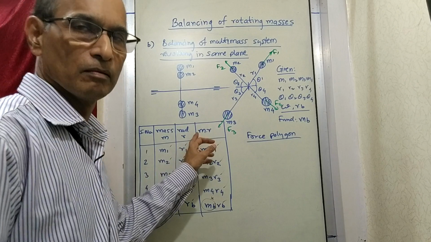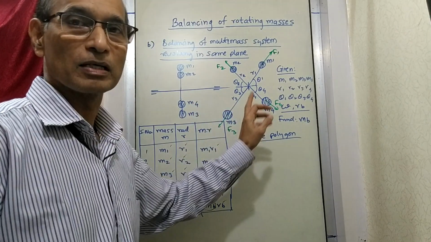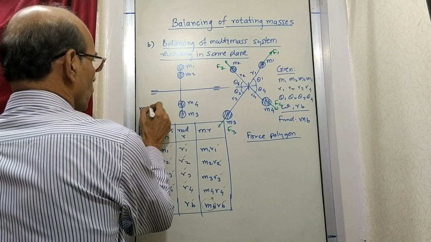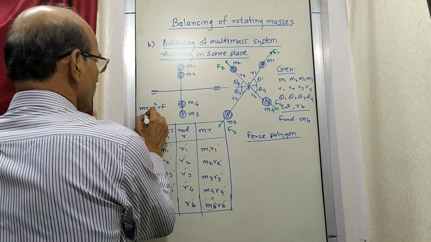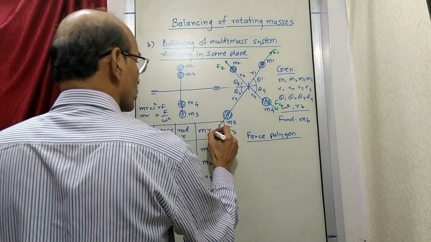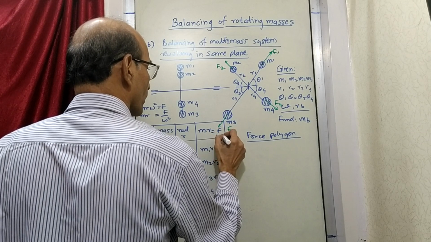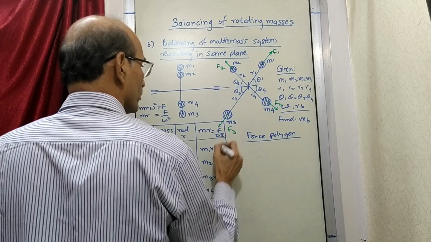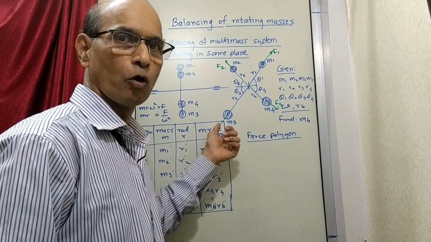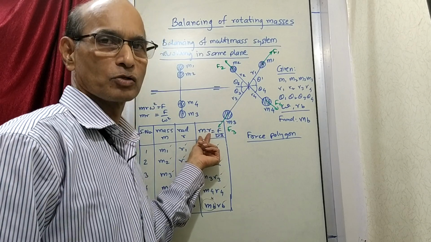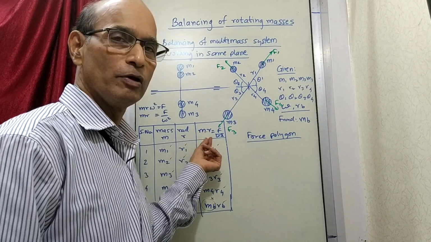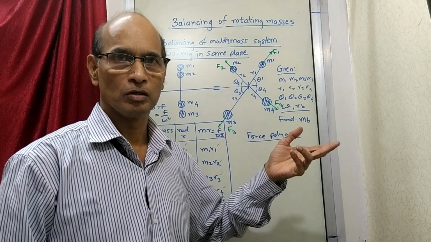Now M into R into omega square is force. We already seen it earlier. M R omega square is force. So M into R is force upon omega square. Since omega is constant, force is similar to M into R. So M into R is equivalent to force. This is not force, but this value is proportionate to force.